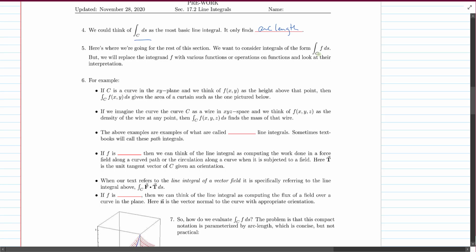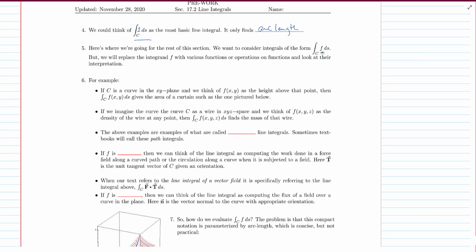Where we're going to take this line integral and think of it as a tool that we can extend to more interesting ideas is when we integrate it over some function other than just the understood function 1 here. And what we choose to put in place for that integrand is going to have a whole lot of different real-world interpretations. We'll focus on those in class, and we'll get some pretty interesting results.